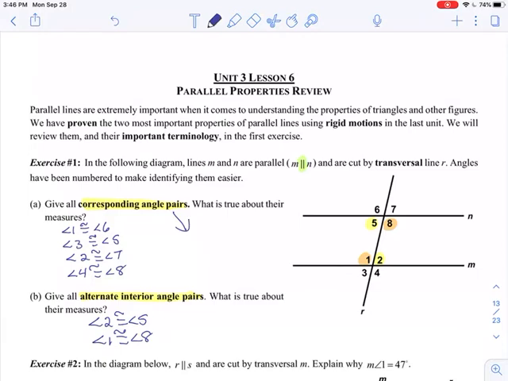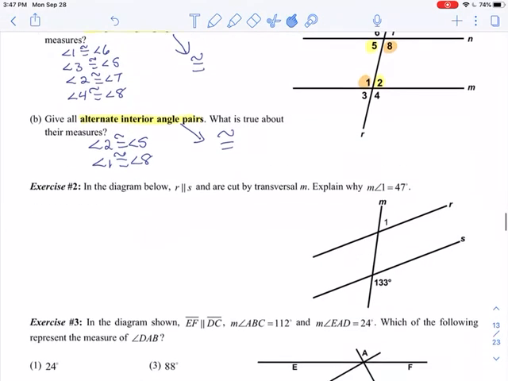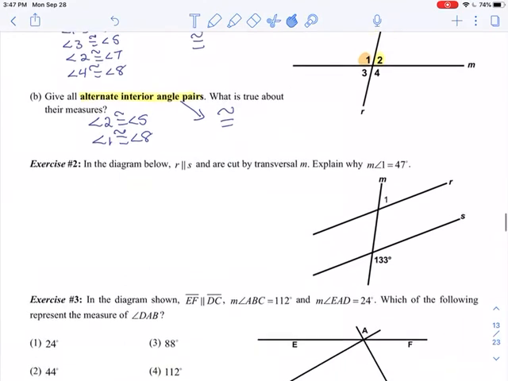Okay, so what's true about corresponding angles? They are all congruent to each other. And what's true about alternate interior angles? They are also congruent to each other. All right, so let's look at a problem.